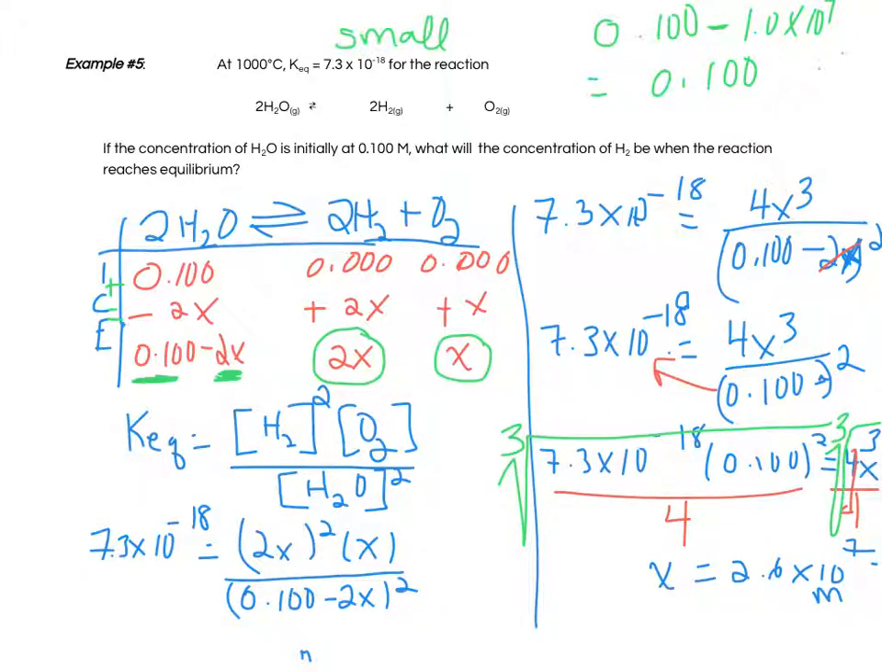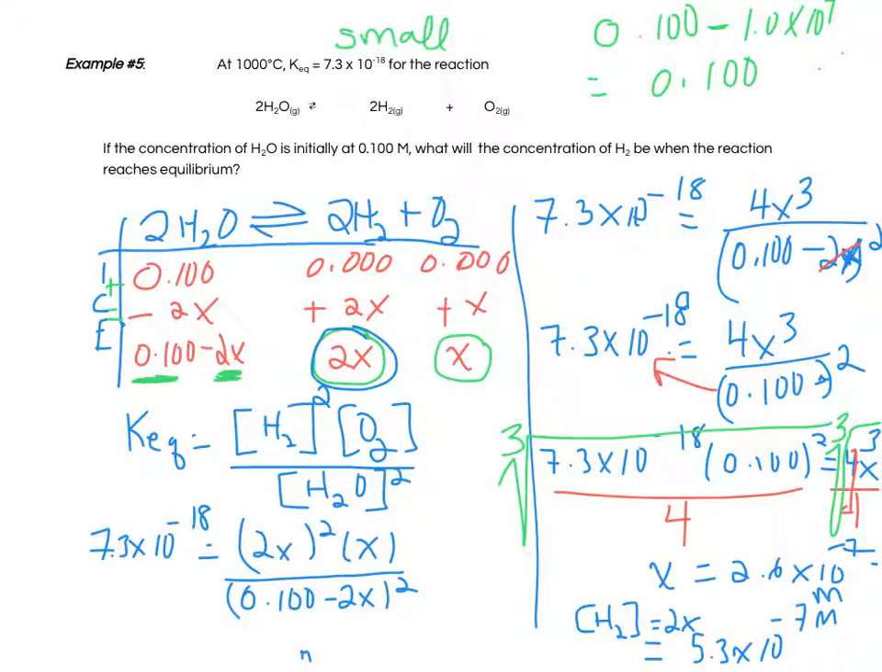Now remember, the question initially was asking me for the concentration of H2 at equilibrium. So the concentration of H2, you'll remember, was given by the expression over here, 2x. So I need to double that value in order to answer the question fully. And that will give me 5.3 times 10 to the power of negative 7 moles per liter.